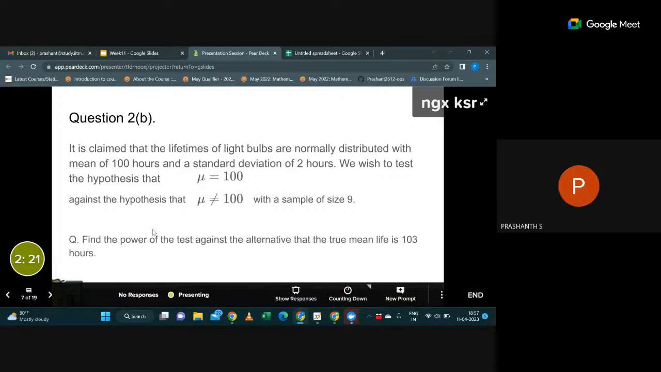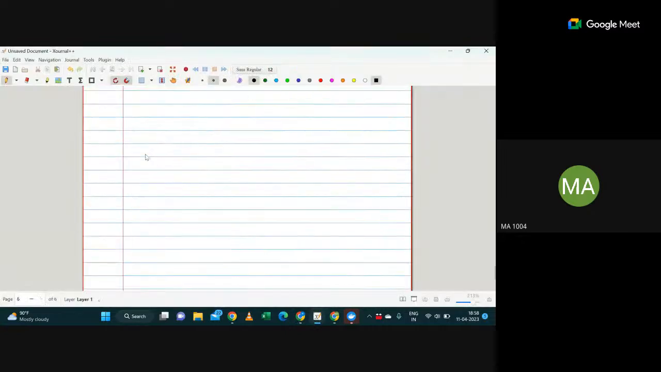Sir, we should consider 103 as the alternate. Correct, because it says for this alternative, what will be the power of the test? What is your power basically? Power is 1 minus beta. 1 minus beta is defined as the probability of rejecting H naught when H1 is true. So I'm considering mu is 103. For this 103, what will be the probability of rejecting H naught?